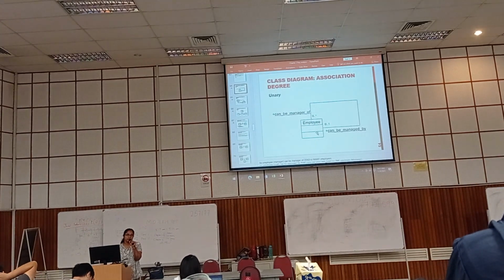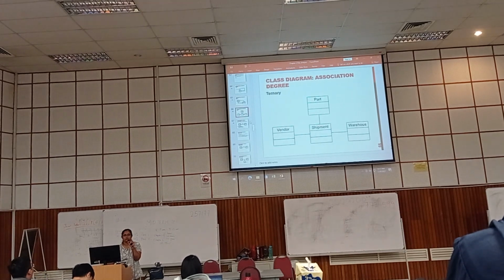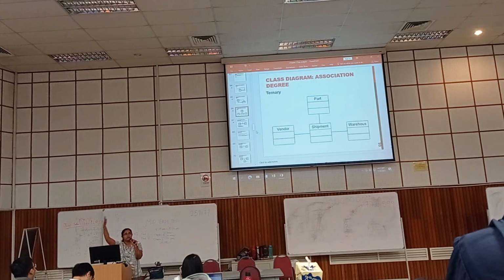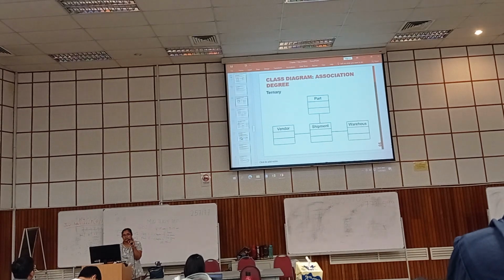So that is unary. Binary is very common. Ternary you will also have when you do the assignment, very complicated: one class linked to so many. Okay, so that's common. Next.